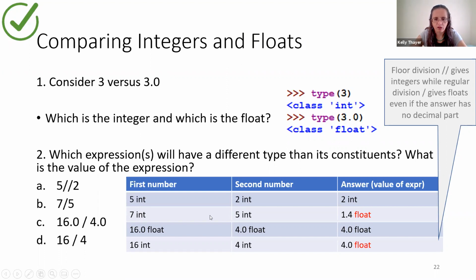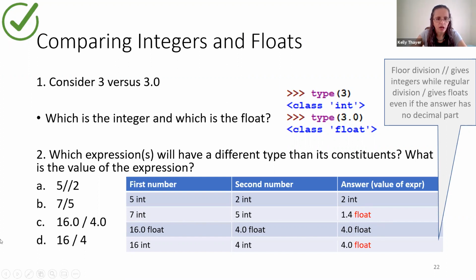So here I've broken out the answers for you, giving you the first number and the second number, the answer that will come out, and I've also given its type. We can see from this that 5 and 2 are both ints, and this is double slash, so it gives back only the whole number part. This is floor division, so that's 2, an integer. 7 divided by 5 is going to be 1.4, the float. We have 16.0 divided by 4.0. These are both floats for input, and we get out 4 in float form, because division always gives us a float.